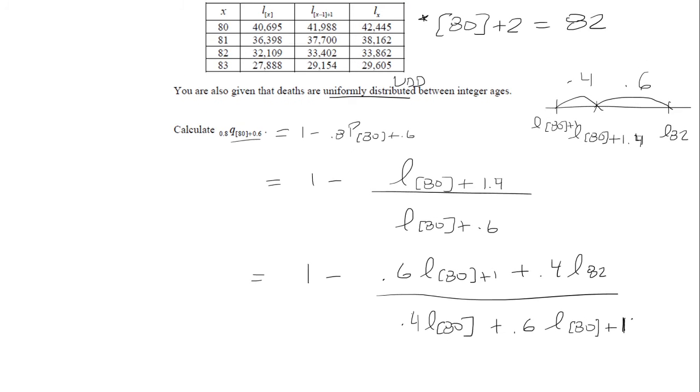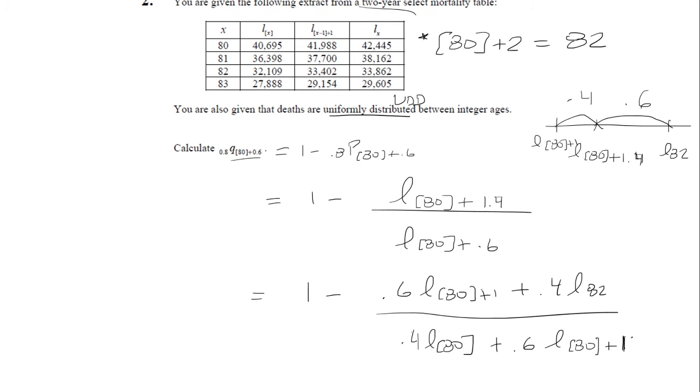So for L80 plus 1, we're selected at age 80, and we're currently 81. So we would have to use the second column. And you see the select here is X minus 1. So I want X minus 1 to be 80. Therefore, X would have to be 81. So that would be 37,700 for this one.